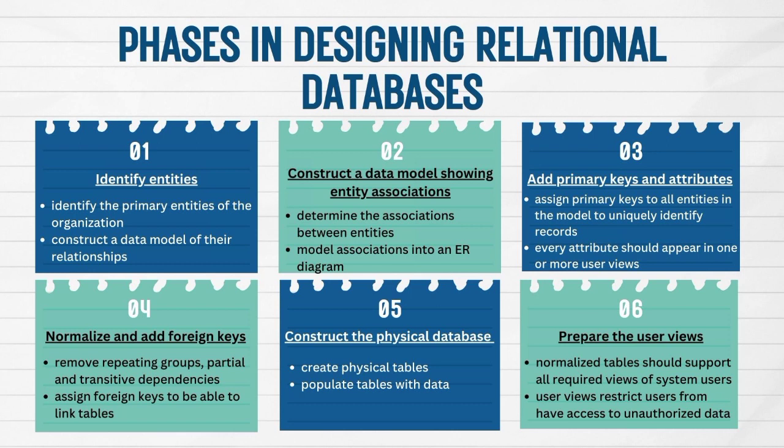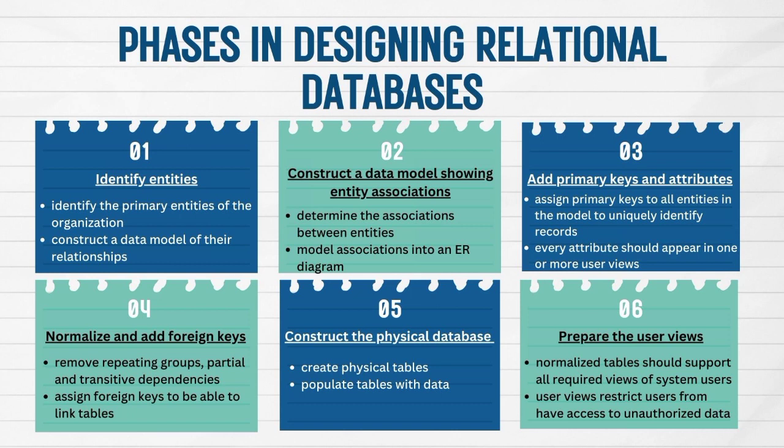Second is construct a data model showing entity associations. Here, it determines the associations between entities and models the associations into an ER diagram. Those associations represent business rules, and those rules are obvious and all the same for all organizations. Third is add primary keys and attributes. Here, it assigns primary keys to the entities in the model, and the analyst should select a primary key that logically defines the non-key attributes and uniquely identifies each occurrence in the entity.